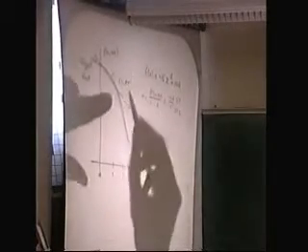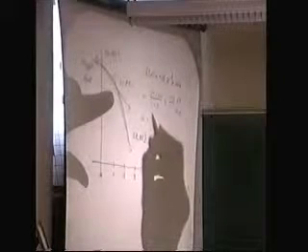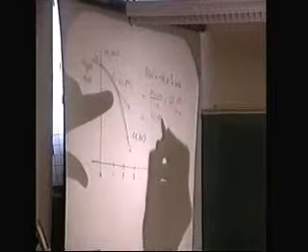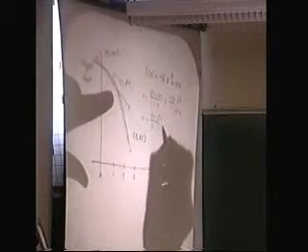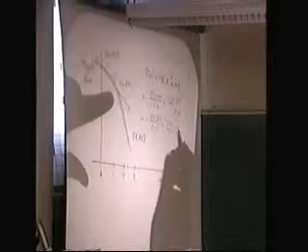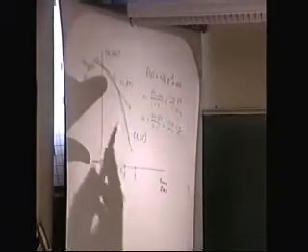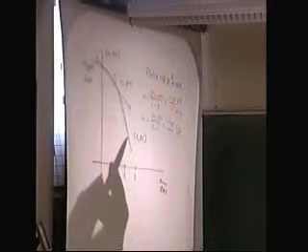His speed between 1 and 2 seconds was 36 minus 84 over 2 minus 1, which is negative 48 over 1, which is negative 48 feet per second. That's his average speed between 1 and 2 seconds.